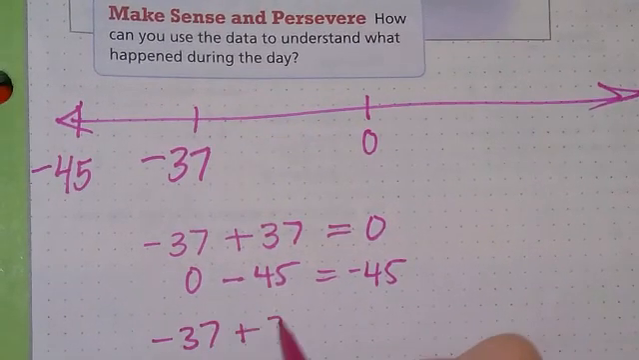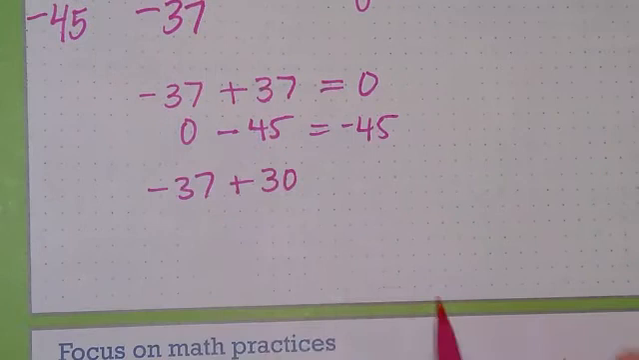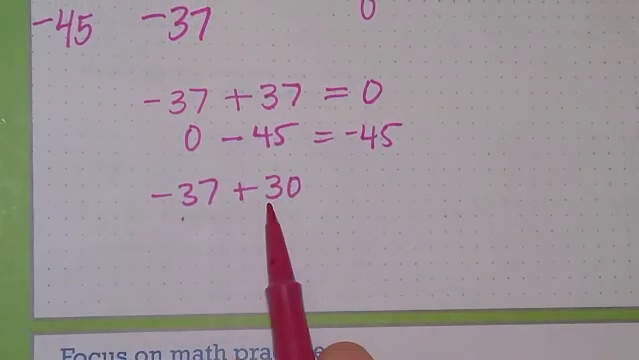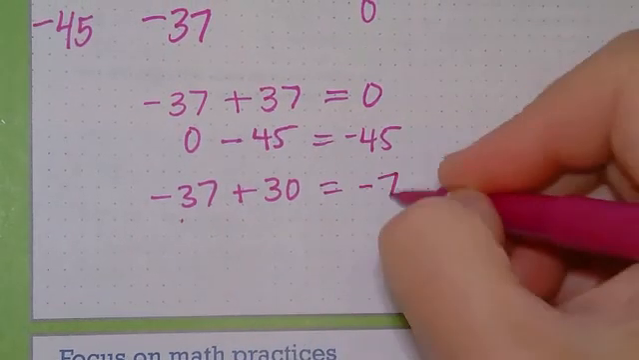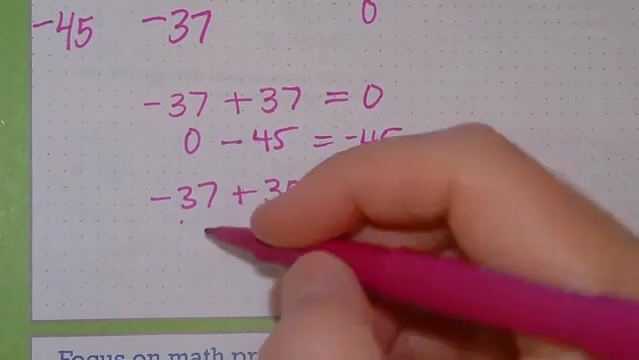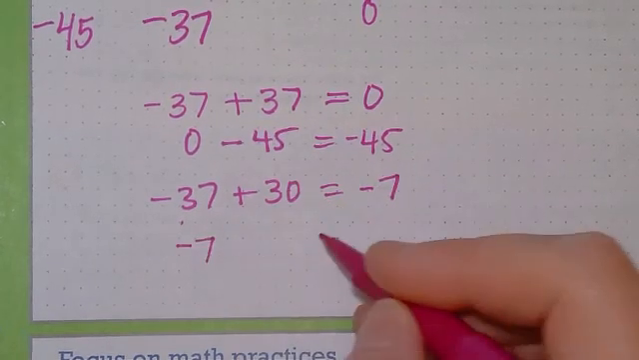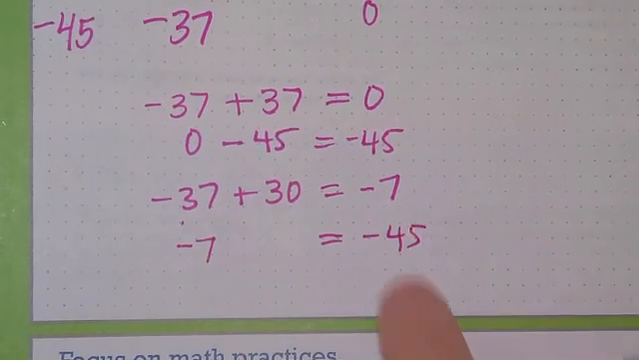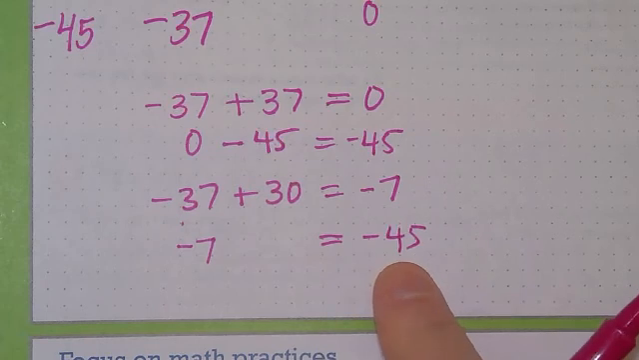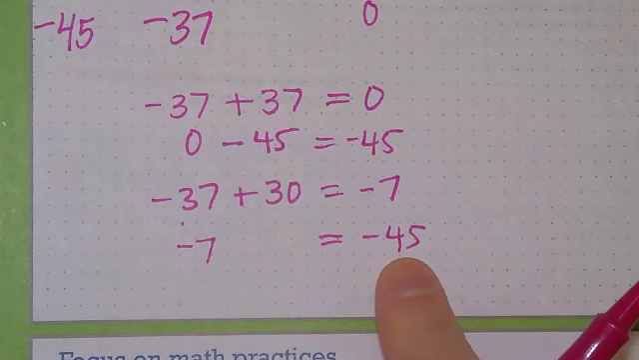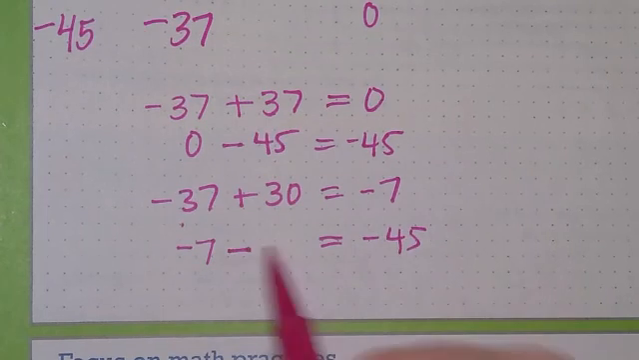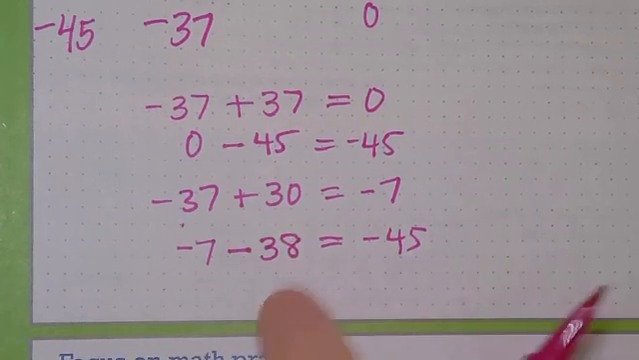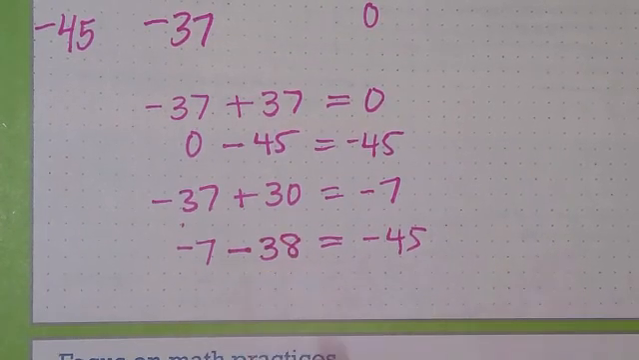We could say, oh, well, 30 of those books got returned, right? There were 37 checked out in the morning, but 30 of them got returned. So if only 30 of them got returned, then we would be at negative 7. And then if we were at negative 7, what would have to have happened in order for us to end the day at negative 45? Well, we would have had to have 38 books checked out, right?